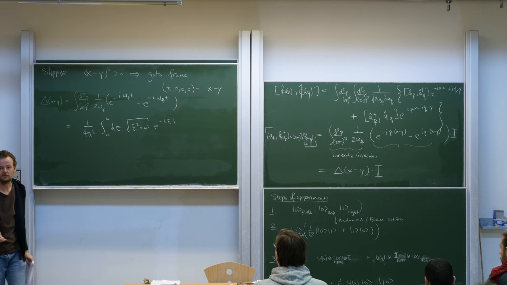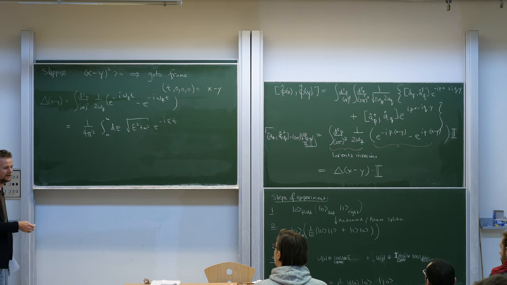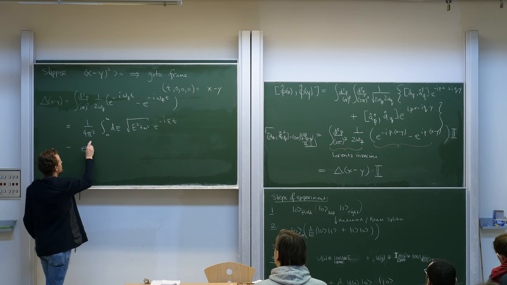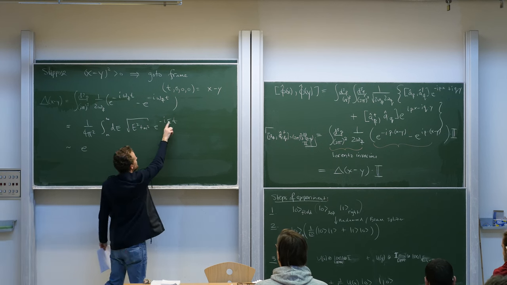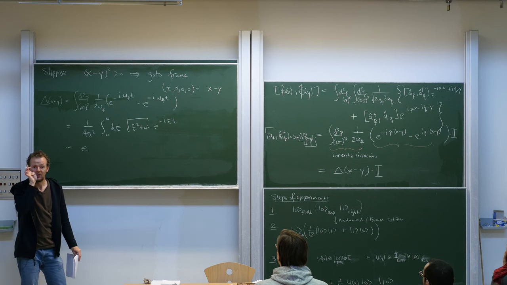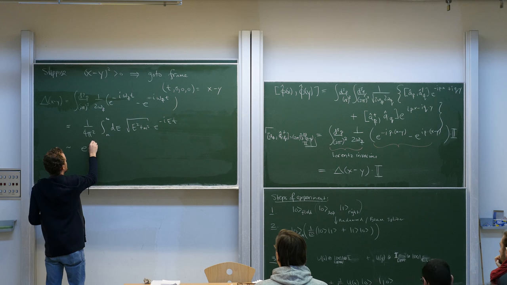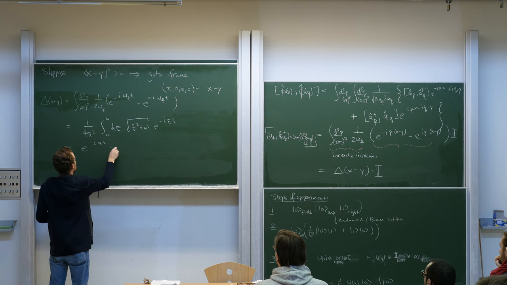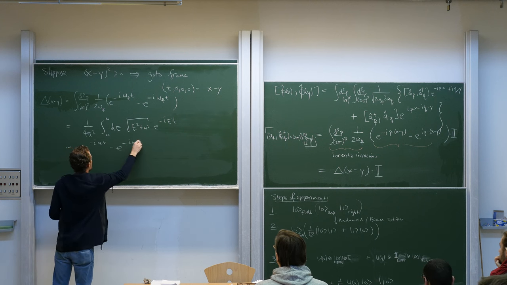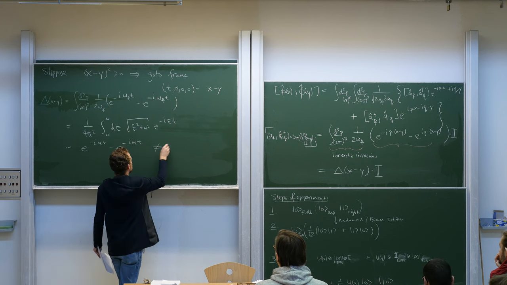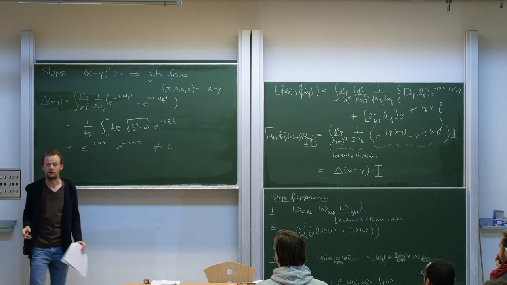Now, you can do it using complex variable methods, but it's actually okay just to use a stationary phase type argument here. It's approximately dominated by what happens where the phase is stationary. That's where E equals M. And its behavior is something like e to the minus iMt minus e to the iMt. And that is definitely not zero. You can prove that that integral is not zero.